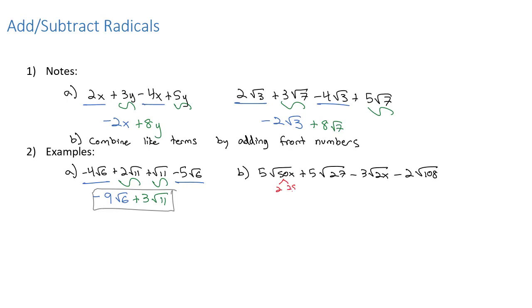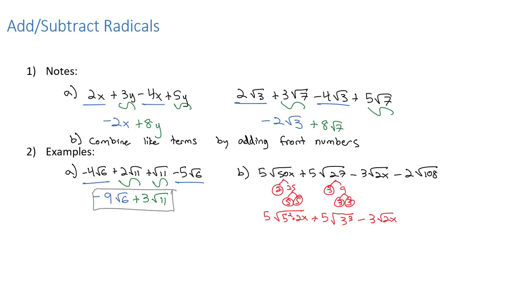50 is 2 times 25, which is 5 times 5. And so that first radical is really 5 times the square root of 5 squared times 2x. The second radical, pull out a 3, leaves behind 9. Pull out a 3, leaves behind a 3. Means we're adding 5 times the square root of 3 cubed. Minus 3 root 2x. There's not any simplifying we can do there.